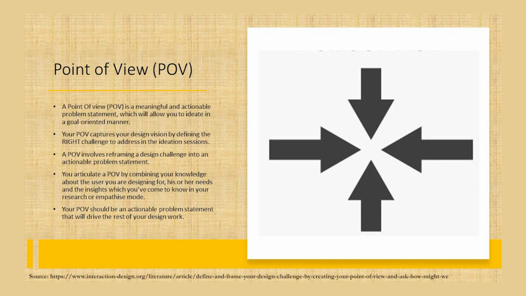Okay. So, once you have done all of that rigmarole, all of those different methods that we have used, or any of those that apply that you can actually realistically do, you end up with what is known as the point of view statement. Okay. So, you can narrow down your problem into a clear statement. So, a point of view is a meaningful and actionable problem statement. Okay. It is a problem statement that is meaningful, it has some meaning, and it is something you can action on. Okay. So, that will allow you to ideate in a goal oriented manner.